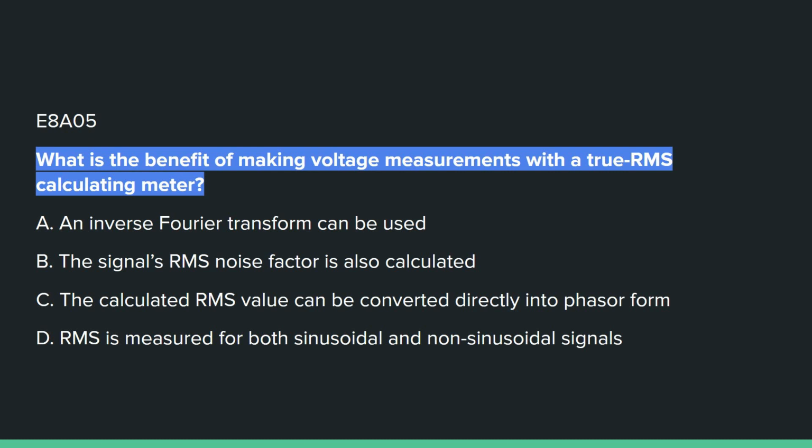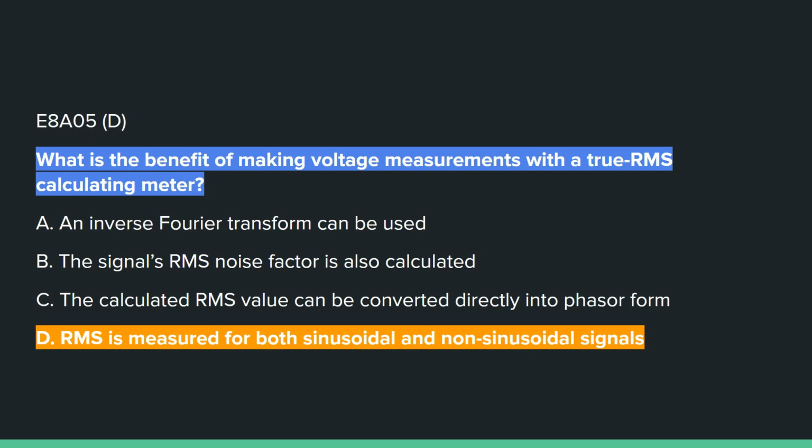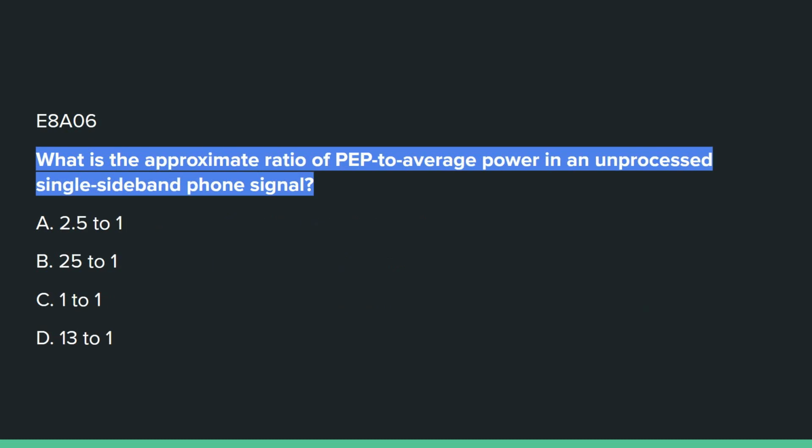E8A05, what is the benefit of making voltage measurements with a true RMS calculating meter? D. RMS is measured for both sinusoidal and non-sinusoidal signals. E8A06, what is the approximate ratio of PEP to average power in an unprocessed single sideband phone signal? That's A. 2.5 to 1.